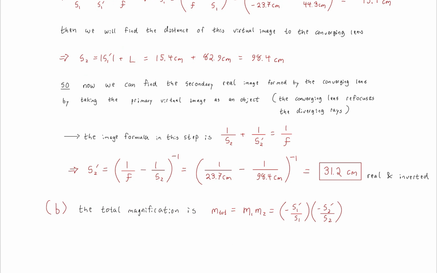And finally, in part B, the total magnification. The total magnification is the product of the individual magnifications. Each one is just our appropriate cases of either S1 or S2. We plug in all the values that we already saw in part A, and we get our total magnification is negative 0.111.